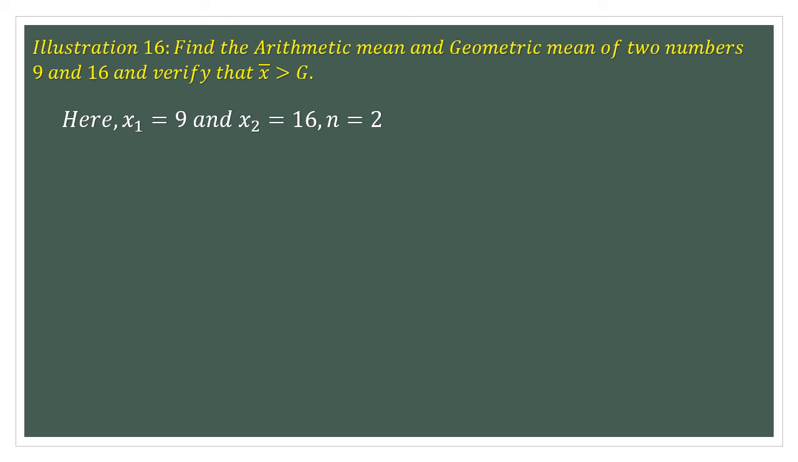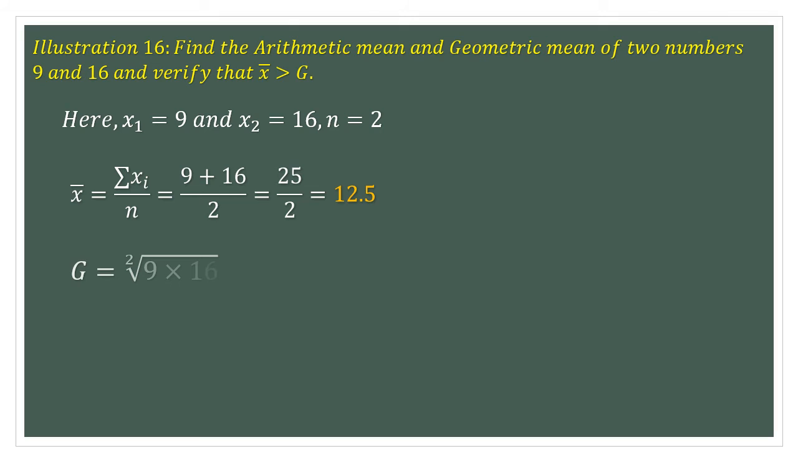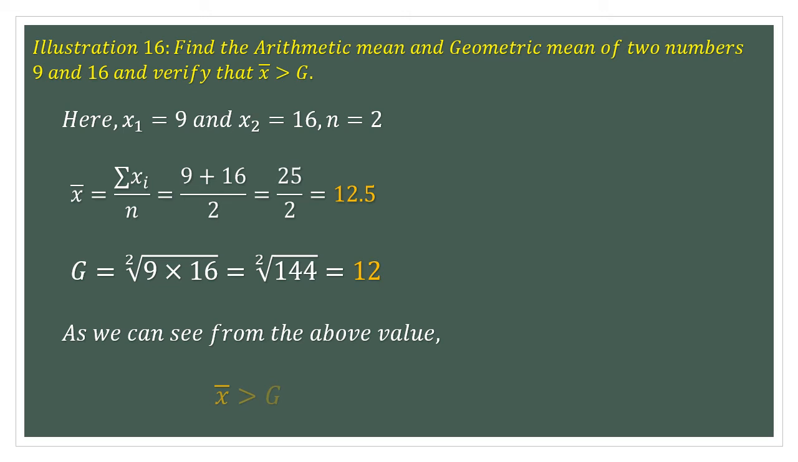First, let's recall how to calculate the mean. That is x bar is summation xi upon n, that is 9 plus 16 upon 2, that is 25 upon 2. The answer is 12.5. Similarly, the geometric mean will be the square root of 9 into 16, that is the square root of 144, that is 12. Now because the arithmetic mean is 12.5 and the geometric mean is 12, naturally the arithmetic mean is greater than the geometric mean. That is what we were supposed to prove, and that's what we have proved.